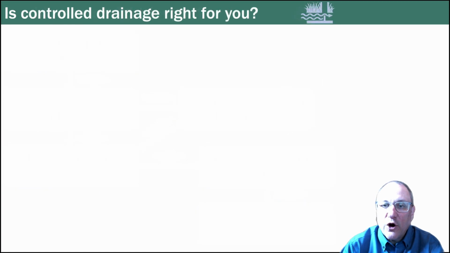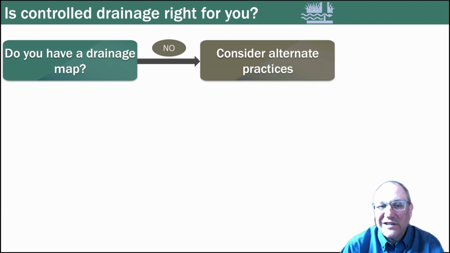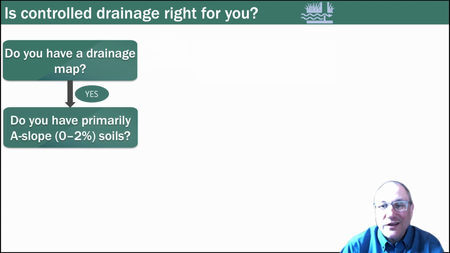And finally, for farmers interested in the management capability of controlled drainage, the first question is whether they have a good map of the drainage system. If not, because of the challenges and expense needed to do a thorough investigation that would be needed to characterize the drainage system to design a controlled drainage retrofit, it's probably best to consider another practice.